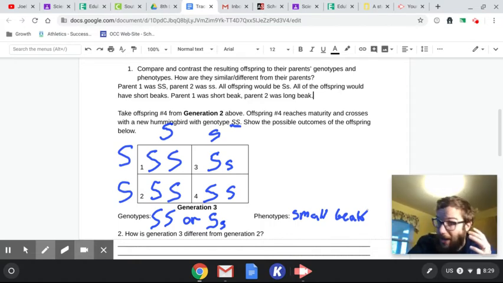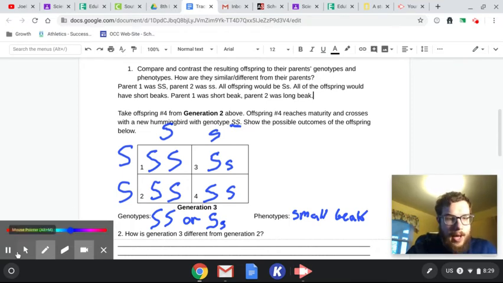If you're asking why, how do we know that? Because everybody's got the dominant trait still. Remember, the dominant trait is going to be small beak. Everybody's got at least one of those. Okay, so let's go down.